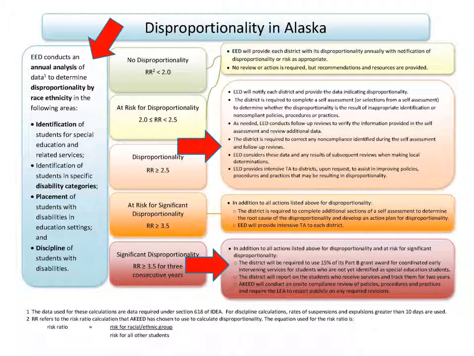If that hasn't been done over the course of 3 years, especially in the case where there's an increased risk, then some federal guidance comes into play where districts are then required to use 15% of their Part B grant award in order to do intervention with the specific groups of students who are identified as having a greater risk for being either in special education or in a specific category, or specific placement, or disciplined at a higher rate.